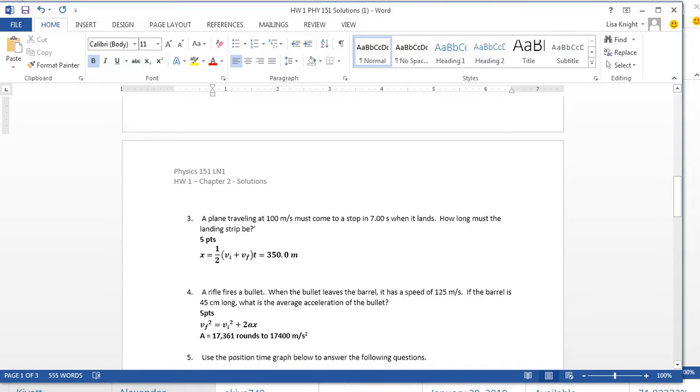All right, so most of you guys did a pretty good job figuring out number 3. You know that you are going from 100 meters per second to 0 in 7 seconds. So you have the initial velocity, the final velocity, and the time. And you just need to plug it into the same formula that you just used above. 350 meters should be the answer.